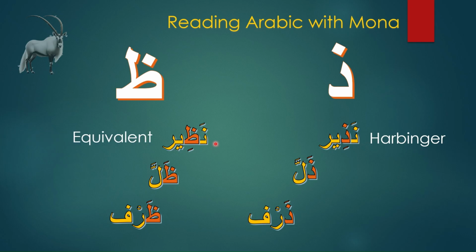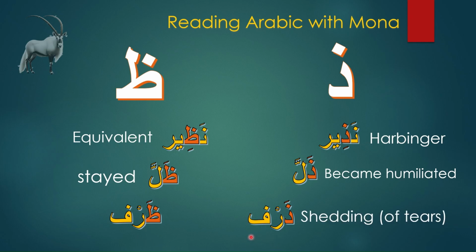Nadir means equivalent. The second example, ذل, ظل. ذل means became humiliated. ظل means stayed. The last example, ظرف, ظرف. ظرف means shedding of tears, the action of crying. ظرف means envelope.